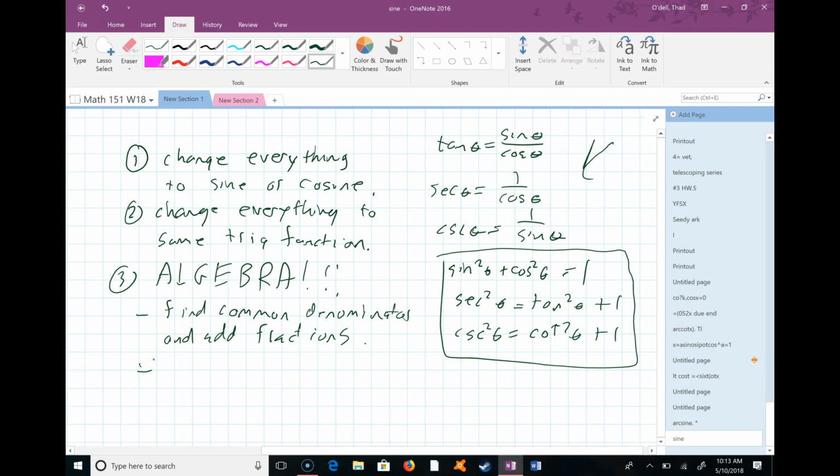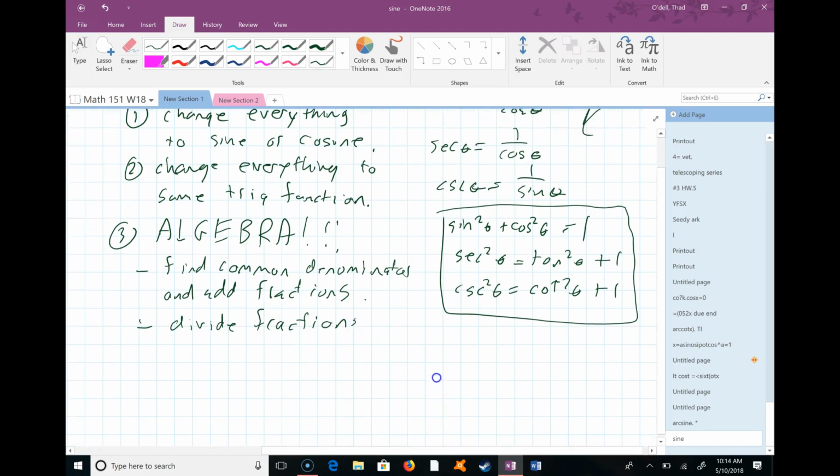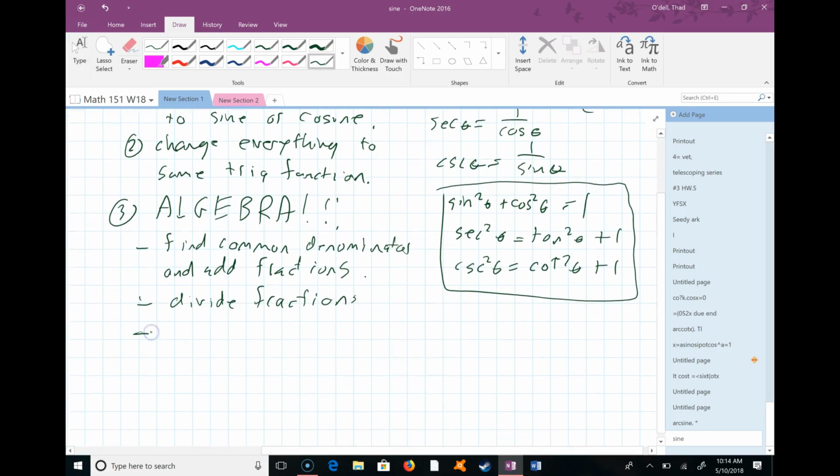We can divide fractions by flipping over and multiplying. So if I have 1 over sine divided by sine over cosine, I can flip the sine over cosine over and multiply, and hopefully some things will cancel out, right? Or at least they'll combine together. So I can divide fractions. And this one's less often used, but I can do it. I can separate fractions.